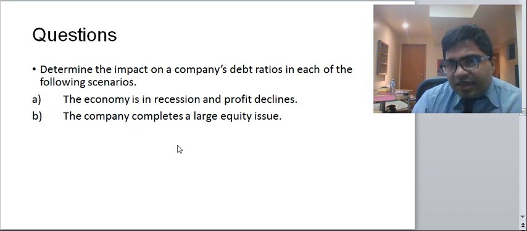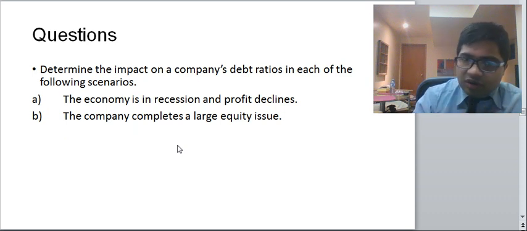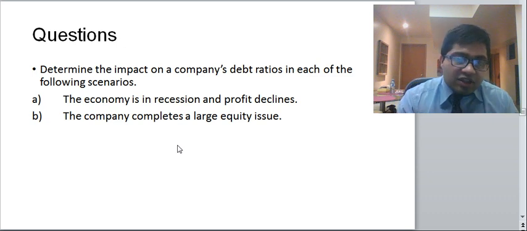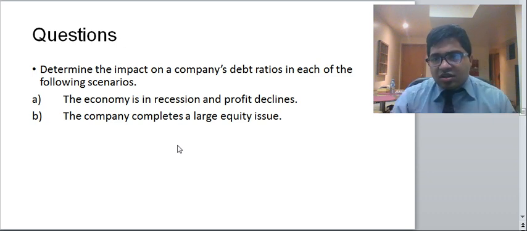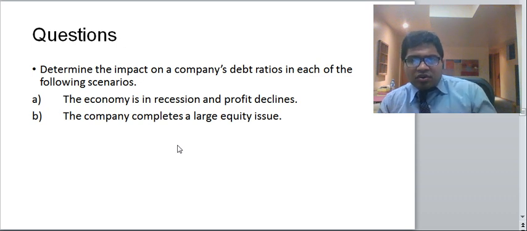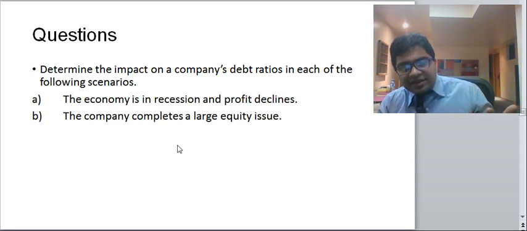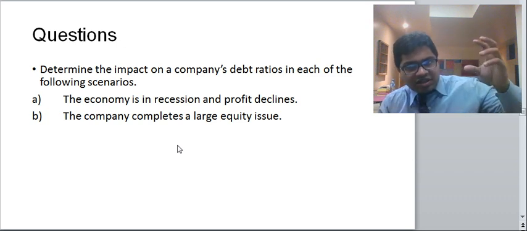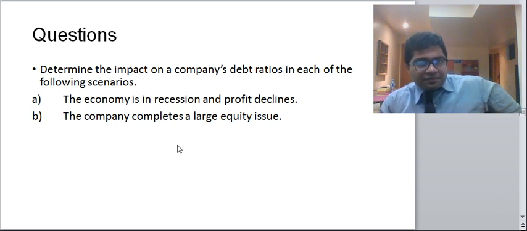So determine impact on company's debt ratio in each of the following situations. So the economy is in recession and profit falls. Fall in profit generally can be considered as fall in cash flow from operations and also fall in earnings before interest and tax. So if both these things are falling, cash flow to debt as well as interest coverage, both these ratios will go down. Okay. Now company completes a large equity issue, so that will have an impact on debt to equity ratio. So if equity is increasing, this ratio will go down.